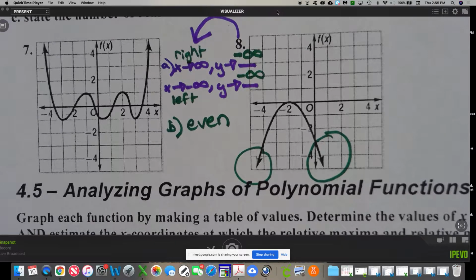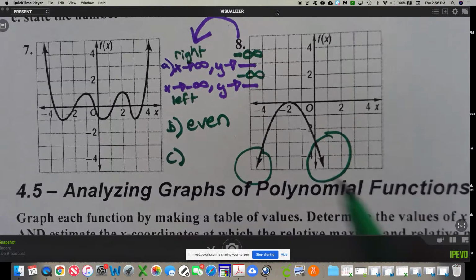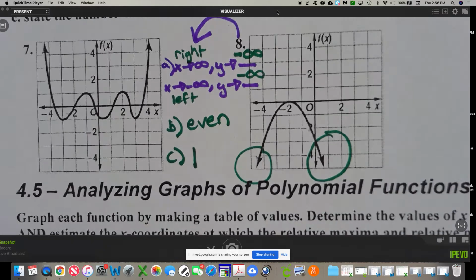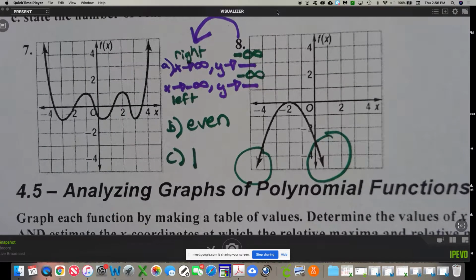And then part C says, how many zeros does he have? What is a zero? Where it crosses or touches. How many places does he touch or cross? I think it's only 1. It maybe looks like he goes up there and crosses twice, but I'm going to say 1. I won't give you something that questionable on the test. If I do, I'll accept 1 or 2 because I could justify it. I might give you one on the test that's 3.